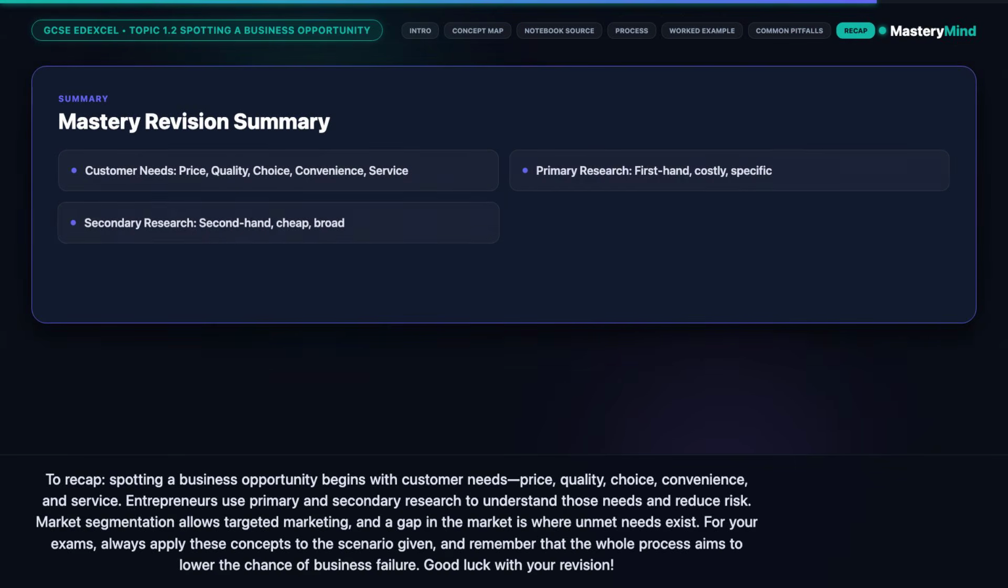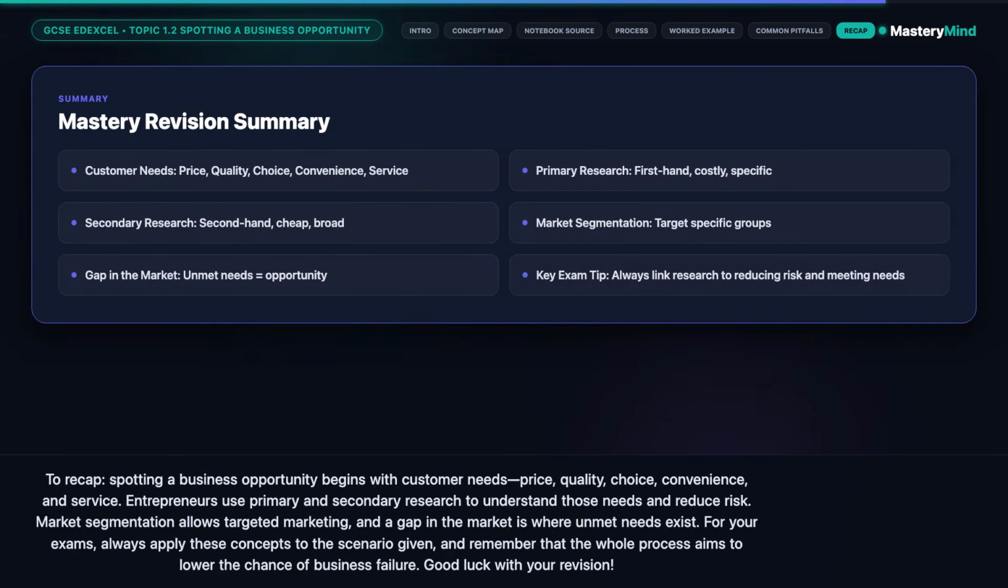To recap, spotting a business opportunity begins with customer needs, price, quality, choice, convenience, and service. Entrepreneurs use primary and secondary research to understand those needs and reduce risk. Market segmentation allows targeted marketing, and a gap in the market is where unmet needs exist. For your exams, always apply these concepts to the scenario given, and remember that the whole process aims to lower the chance of business failure.